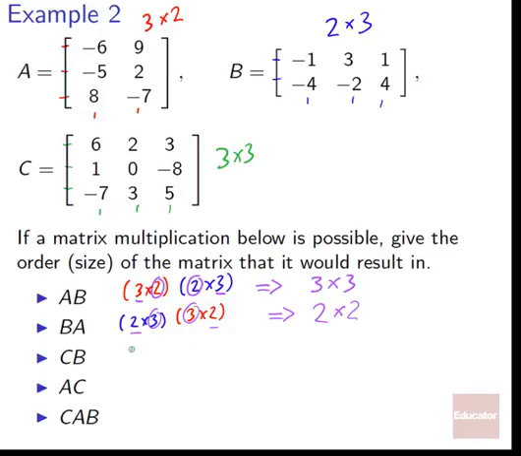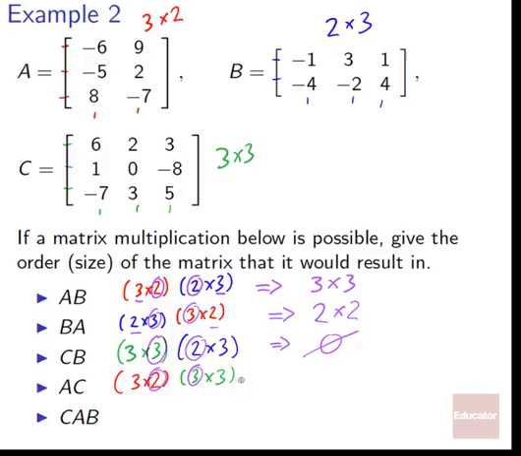Next up, let's look at CB. So that's a 3x3 times a 2x3. In this case, do they match up? Does 2 match up with 3? Are they the same number? No, they don't match up, so we have no solution here. AC is a 3x2 matrix multiplied with a, oops, sorry, need to switch to green, 3x3 matrix. Do they match up? 2 and 3, they don't match up, so we don't have anything that comes out of that as a result.